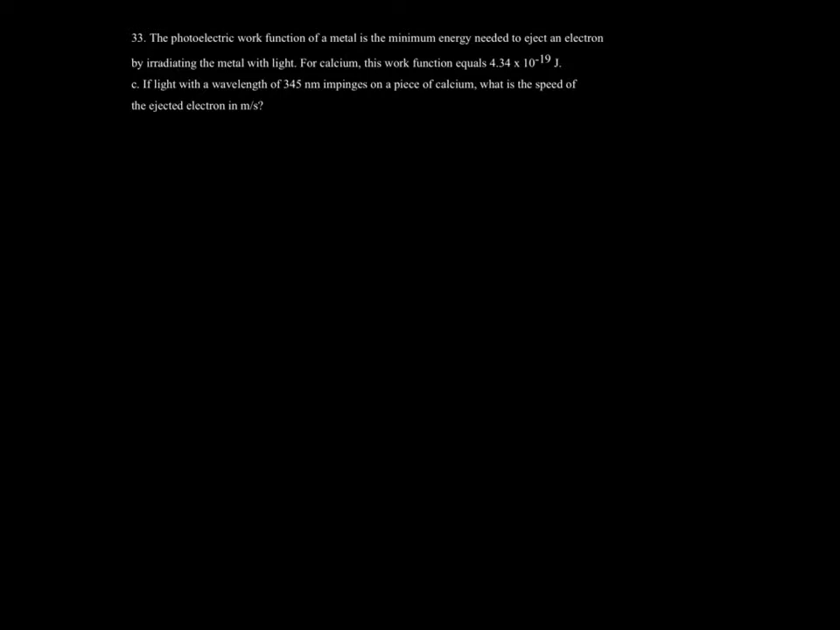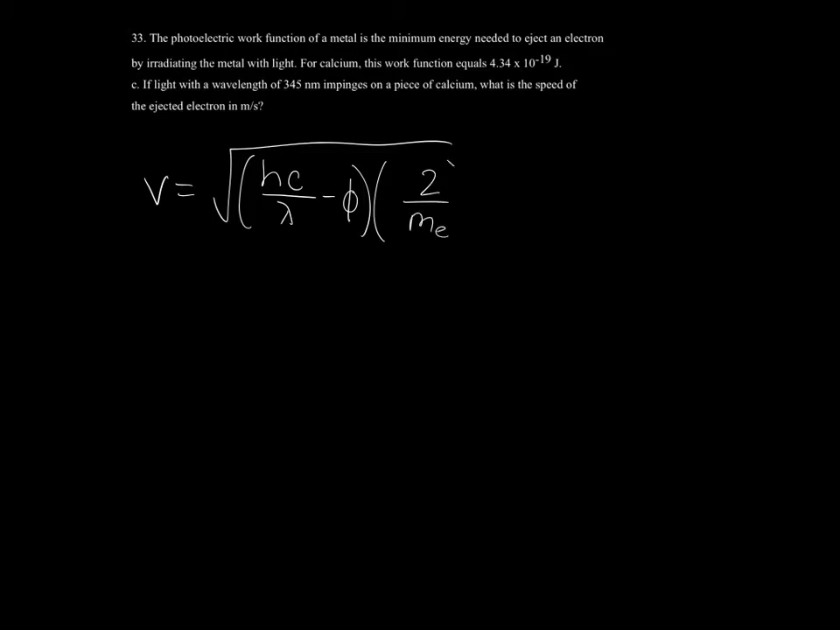Now on to part C, which asks, if light with a wavelength of 345 nanometers impinges on a piece of calcium, what is the speed of the ejected electron in meters per second? Part C is very similar to part B, the only difference being the wavelength. So in order to solve this equation, we will be using the photoelectric equation rearranged like we did in the last one. So we have that the speed of an electron equals the square root of Planck's constant times the speed of light divided by lambda minus the work function, times 2 over the mass of an electron.